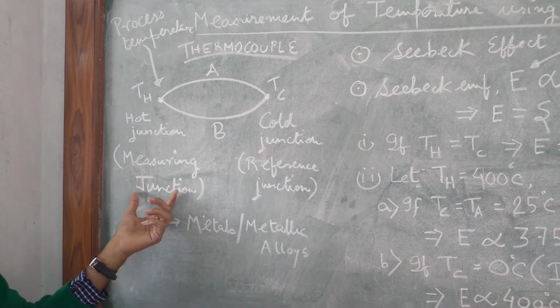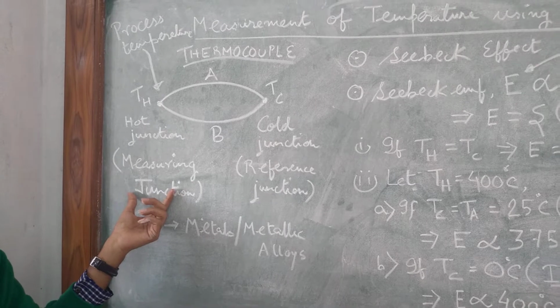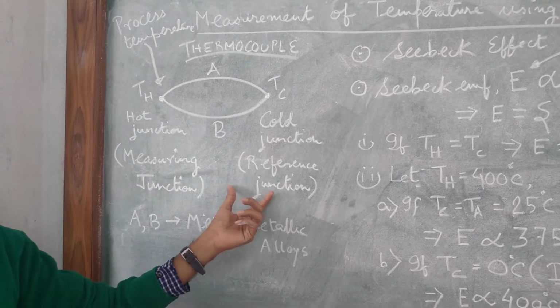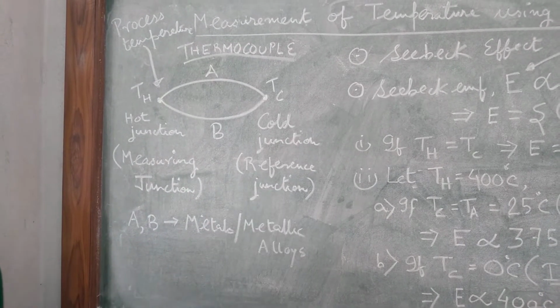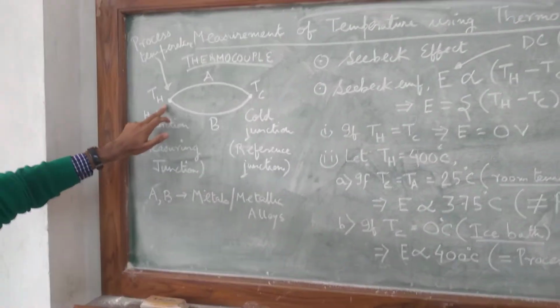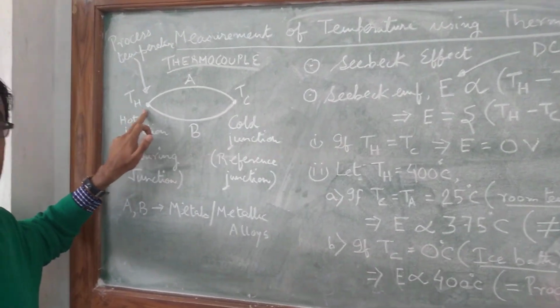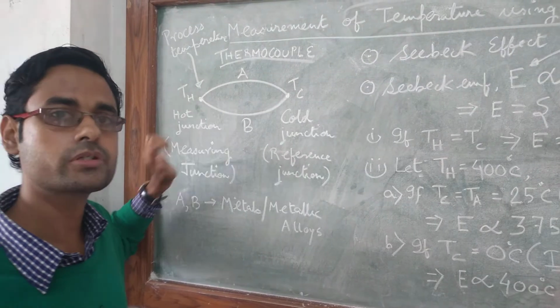Sometimes we prefer the name measuring junction for the hot junction and the term reference junction for the cold junction. Note that the hot junction is the junction for which we want to measure the process temperature.